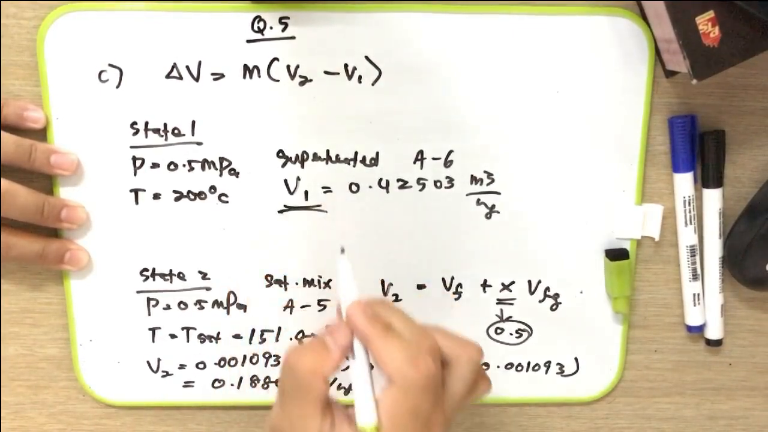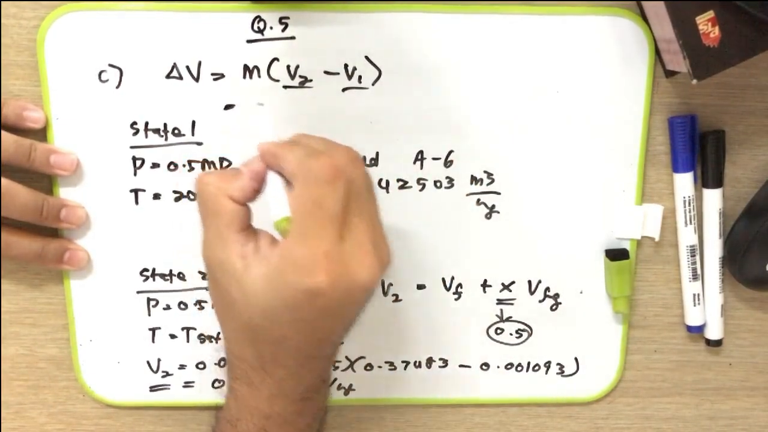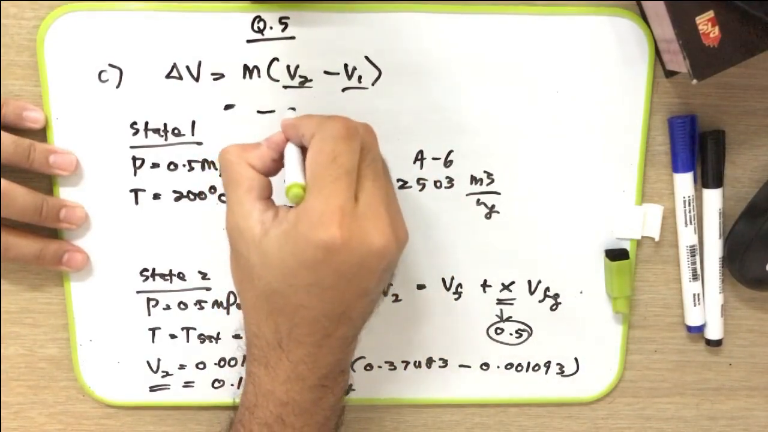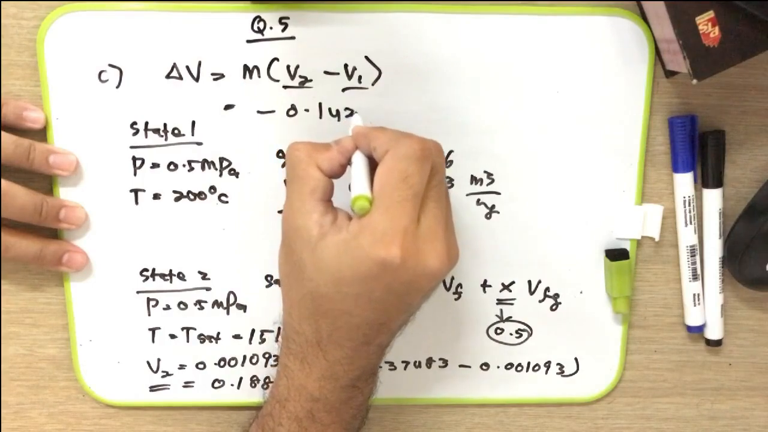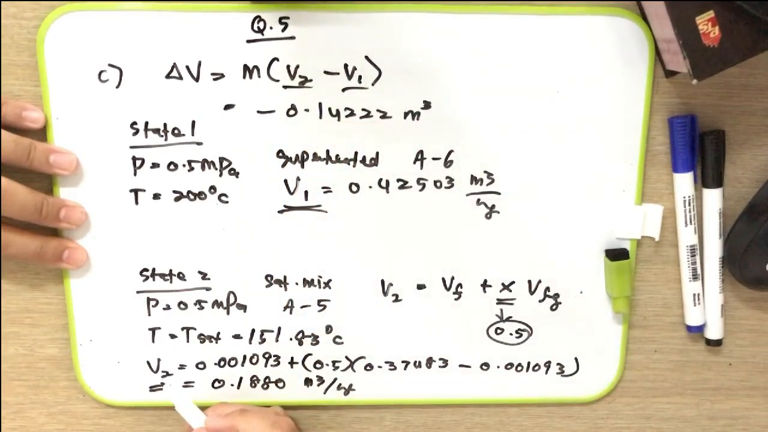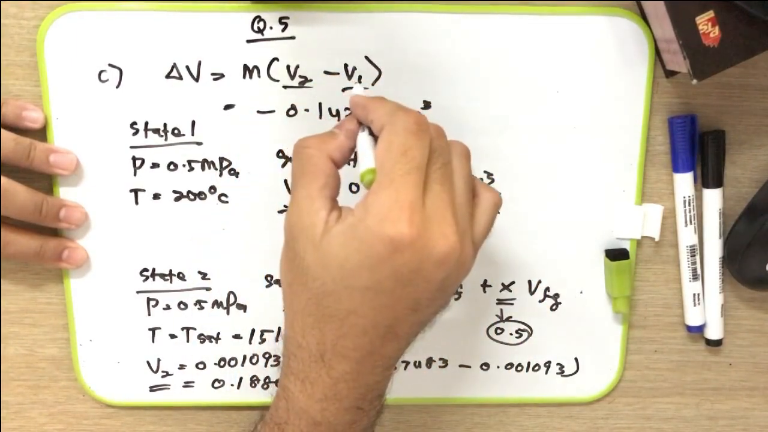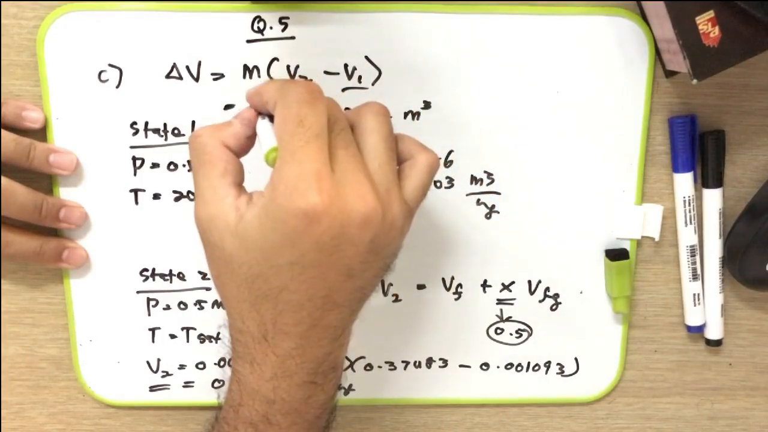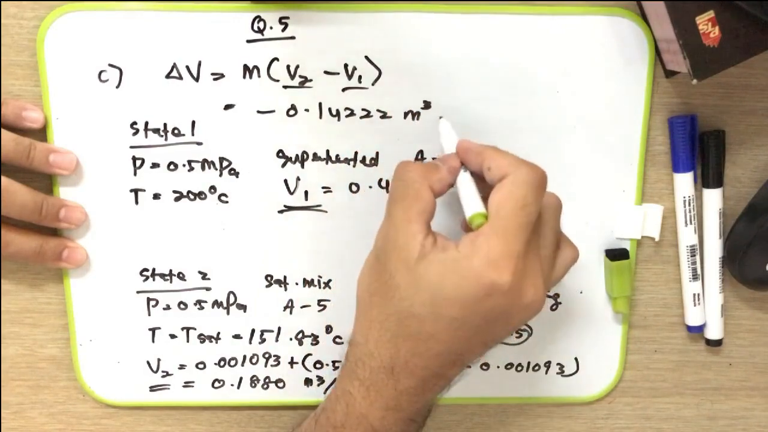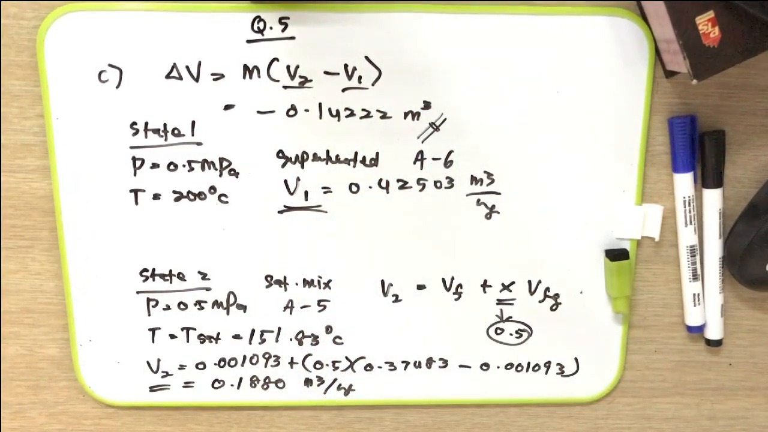So now you already have V1 and also V2. You can just substitute in here. So lastly you will get negative 0.14222 meter cube. We just take V2 from here, substitute to here, V1 we substitute into here, and m is given, which is 0.6 kg, so you just calculate directly, and you will get this. Okay, so that is question number 5.